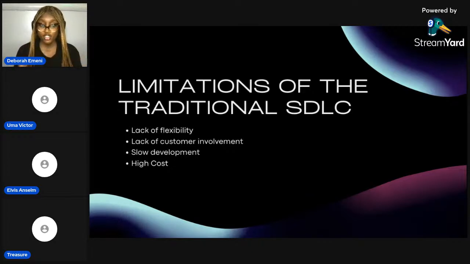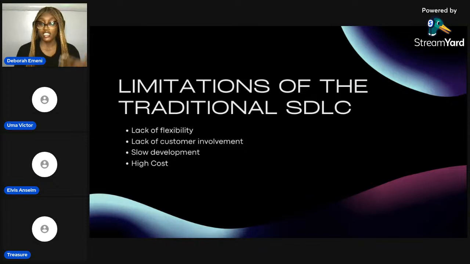So let me just point out some of the limitations that the traditional software development lifecycle, like the waterfall model, includes. So first of all, lack of flexibility. There's this lack of flexibility when using a traditional software development lifecycle. And I think I need to point out that DevOps is not based on the traditional software development lifecycle methodology. DevOps does not use the traditional software development lifecycle methodology like the waterfall model.